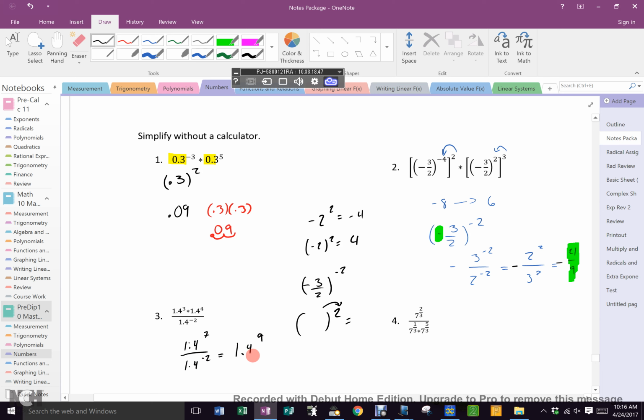Can you guys do that without a calculator? I can't. So if it's something like that, that's how you're going to leave it. Because 1.4 to the 9th is a big number. Let's find out what it is, just for fun. No, it's only 20.